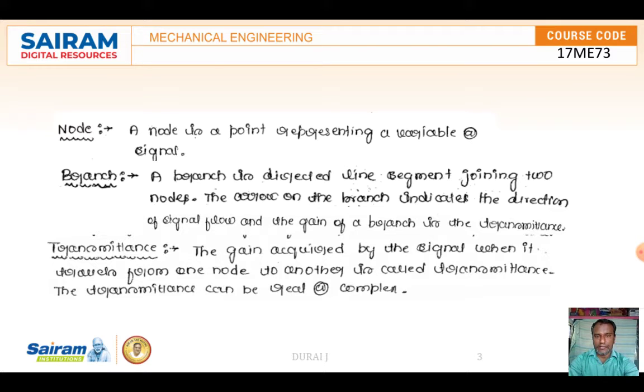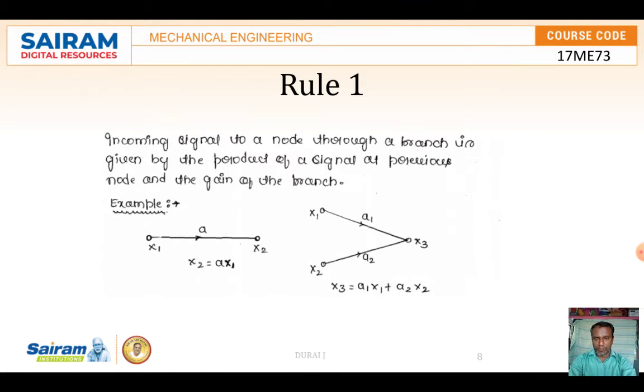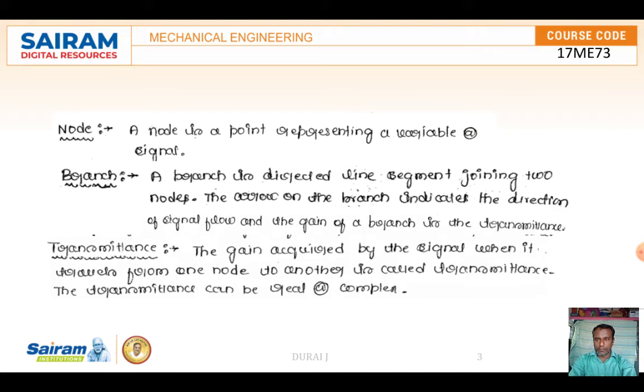A branch is a directed line segment joining two nodes. That means the line connected between node 1 and 2 is called a branch. The arrow of the branch indicates the direction of signal flow, from the gain of the branch or transmittance. So here, from x1 to x2, the line is called a branch. The arrow shows the signal transmittance from x1 to x2, so the signal flows from x1 to x2. That is the meaning of this. Okay, so this is about the branch.